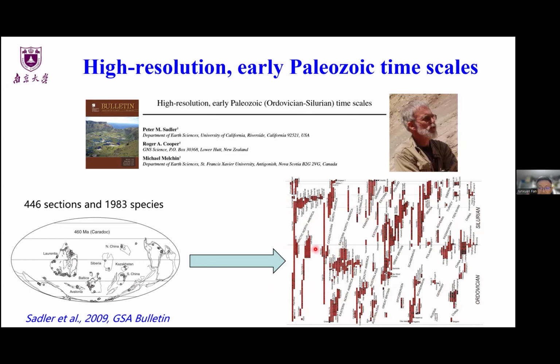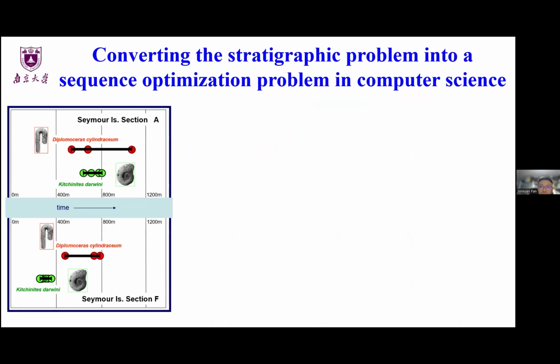So you can say after the calculation of CONOP, all the sections have been calibrated to the geological time scale, and the temporal resolution of the geological time scale is about 30,000 years. So why can it work out such a good temporal resolution? Because through CONOP, we can convert the stratigraphic correlation problem into a sequence optimization problem in computer science.